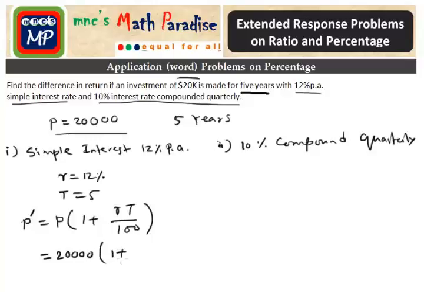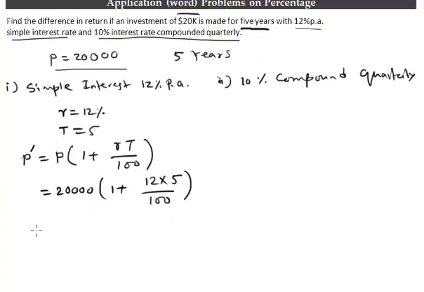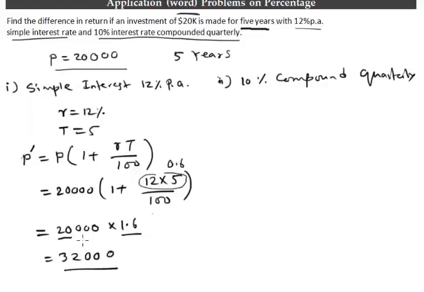20,000 times 1 plus R, which is 12, times 5 years, divided by 100. If we calculate this one, we get 5 times 12 is 60. 60 divided by 100 is 0.6. So 1 plus 0.6 means 1.6. So 20,000 times 1.6. If we calculate this, 20 times 1.6 will give 32, so 32,000. So the final return in simple interest will be 32,000.